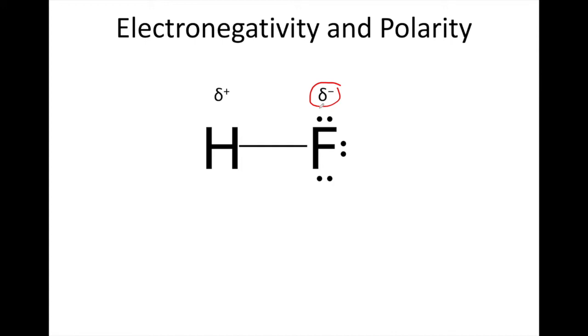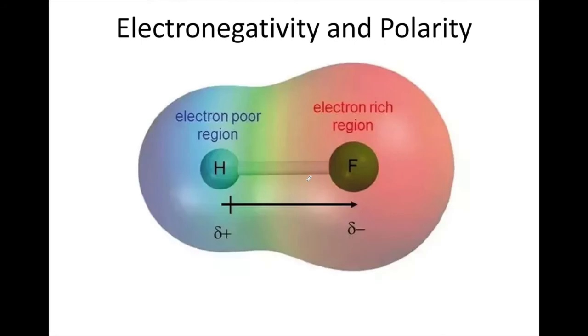These are not ions. This is a covalent molecule, but the fluorine has a partially negative charge because the bonding electrons are pulled more in that direction. They're pulled away from the hydrogen, giving it a partially positive charge. So therefore, this molecule can be said to be polar. This bond is a polar covalent bond. Since there's only one bond, this is also a polar molecule.